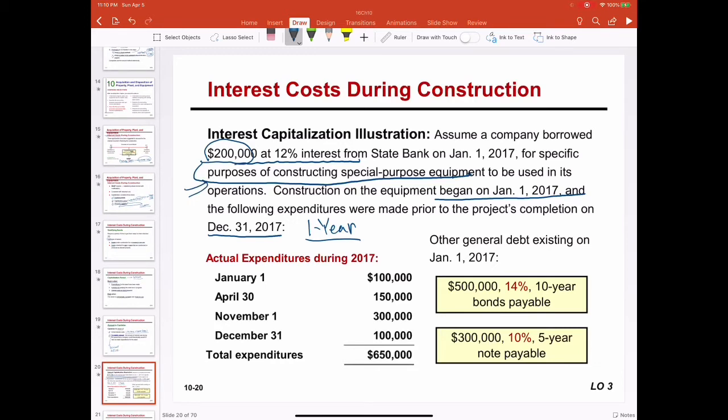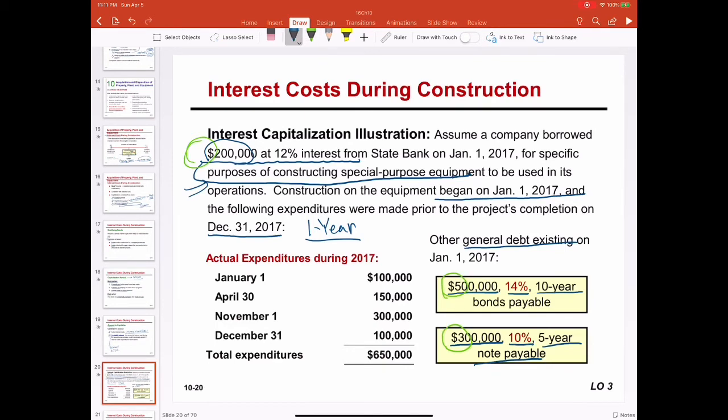For a firm, it may have multiple debts. We call them other debt or general debt. These debts may be for other different purposes, not specifically for this project. They are $500,000 at 14% interest, a 10-year bond. The next one is $300,000 at 10% interest, a 5-year note payable. From January 1st, 2017 to December 31st, 2017, this firm has 3 outstanding debts. One is this specific debt. The others are 2 general debts.